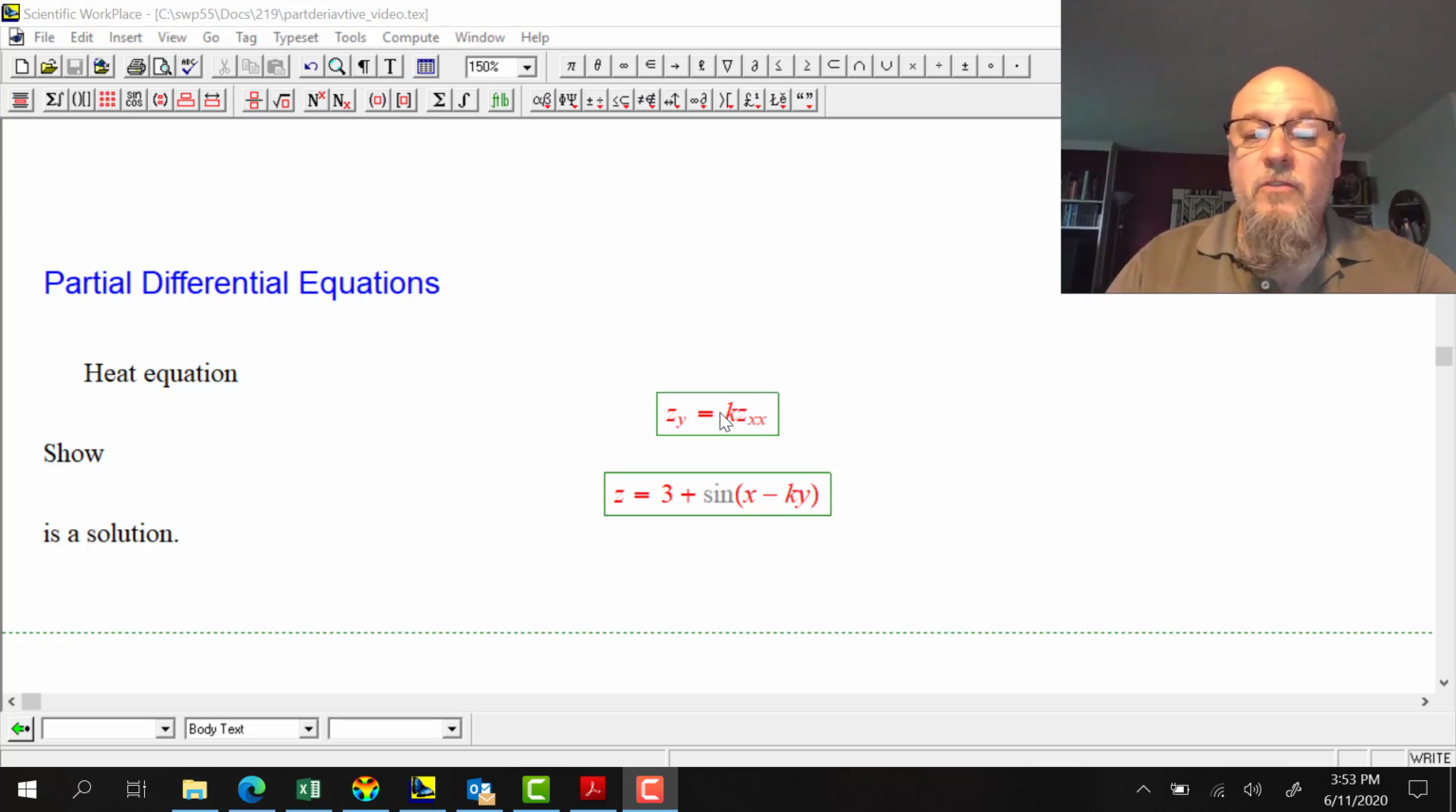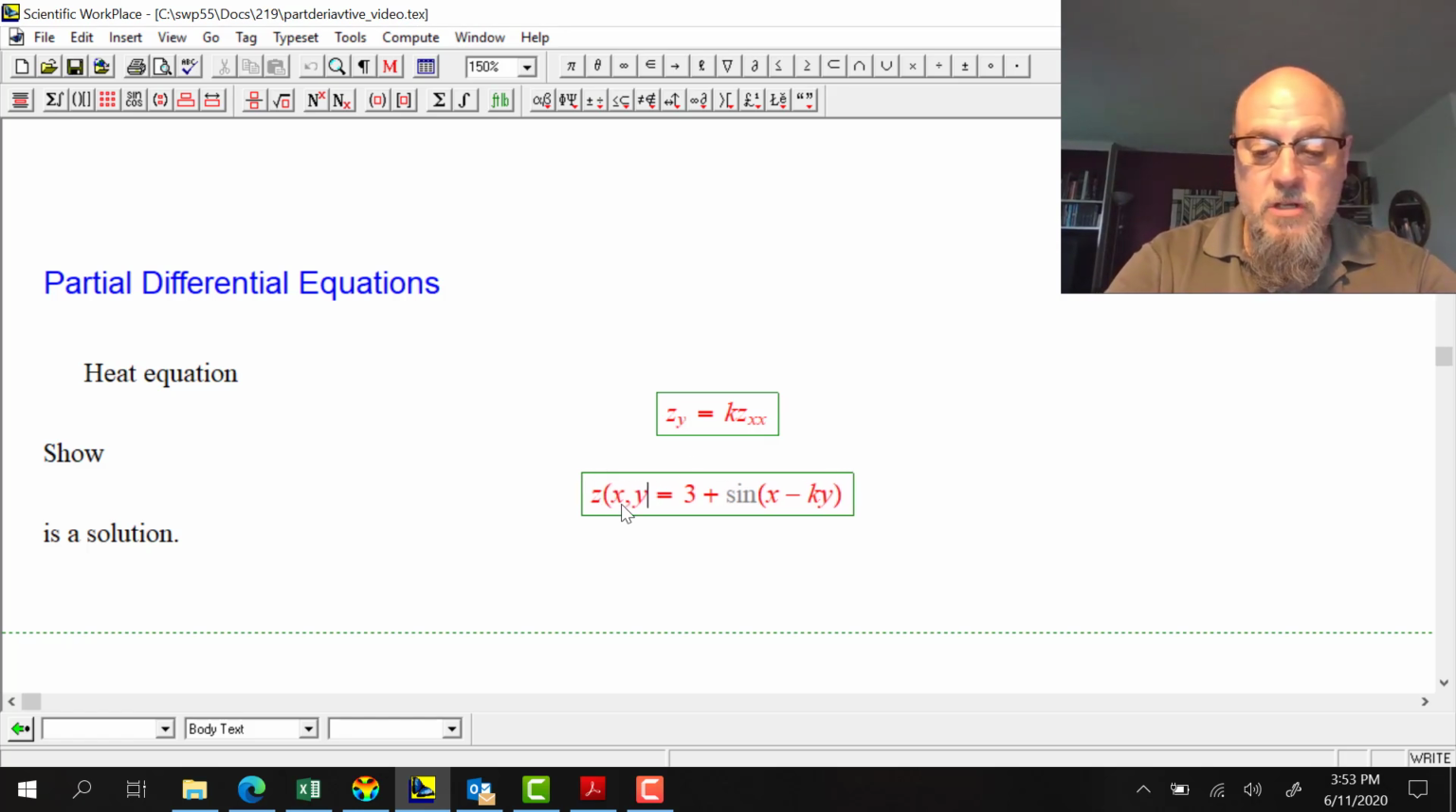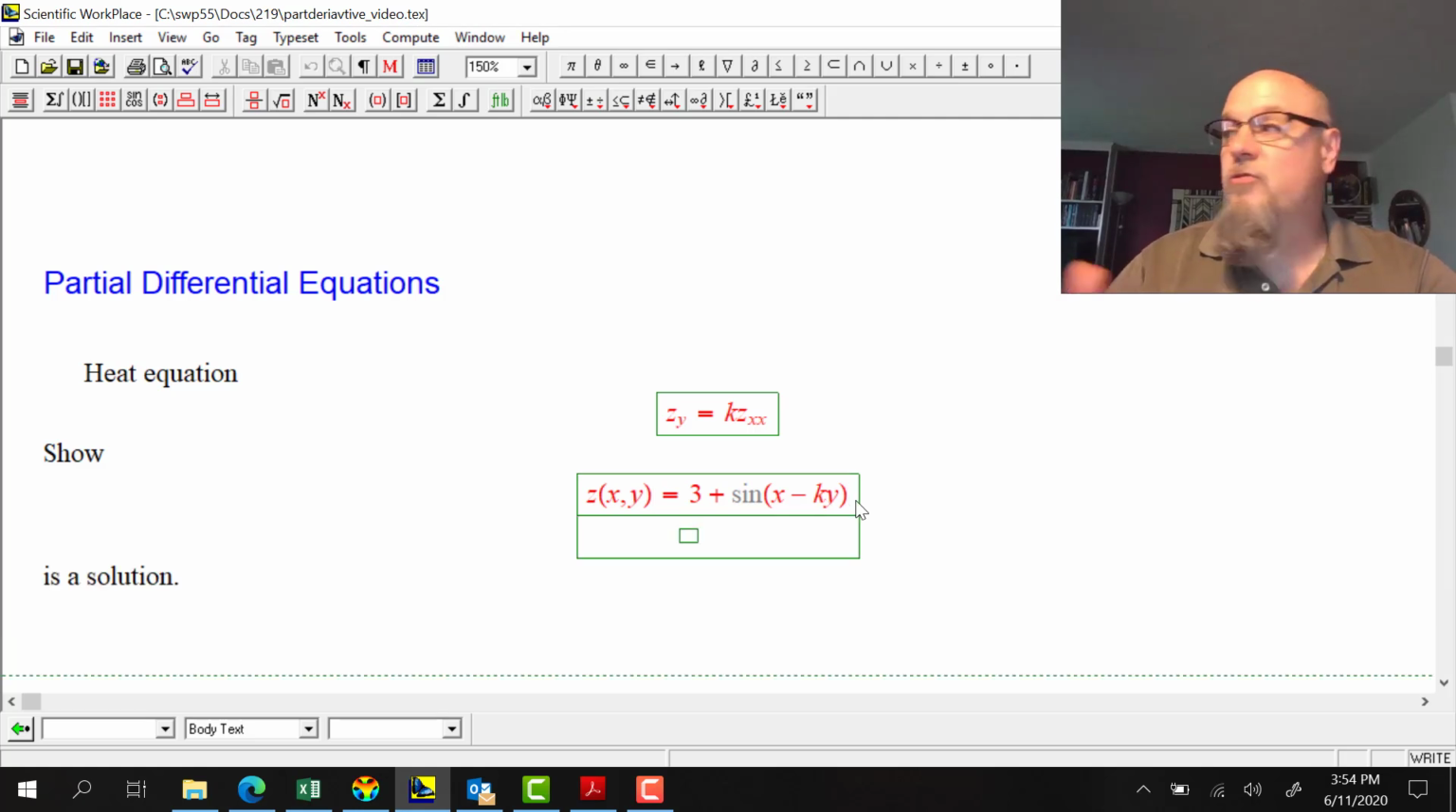Here's a heat equation. So we've got z as a function. It must be that z is a function of x, because here's its second derivative with respect to x, its second order homogeneous partial with respect to x, and here's its first order derivative with respect to y. So it must be a function of at least x and y. So here's what we're saying is the solution as a function of x and y. So here's our heat equation. We want to show that this function solves this equation. So it is a solution. So let's get the partials that we want.